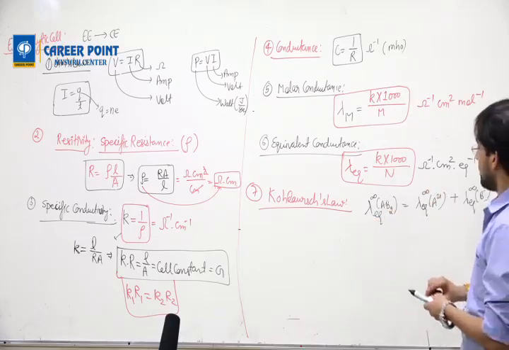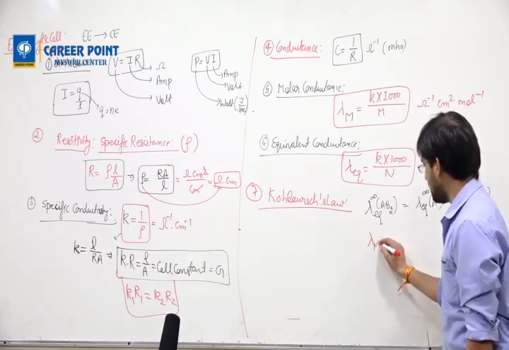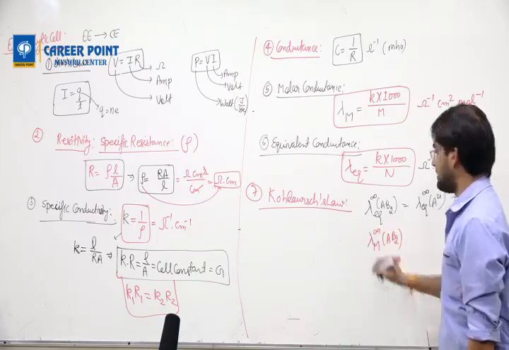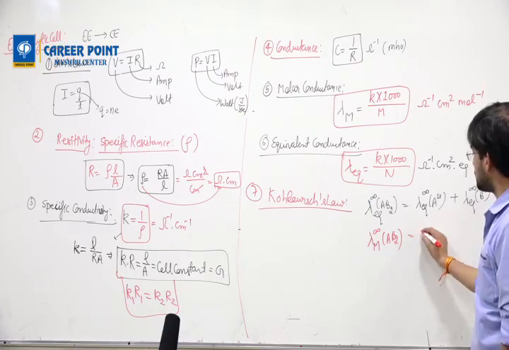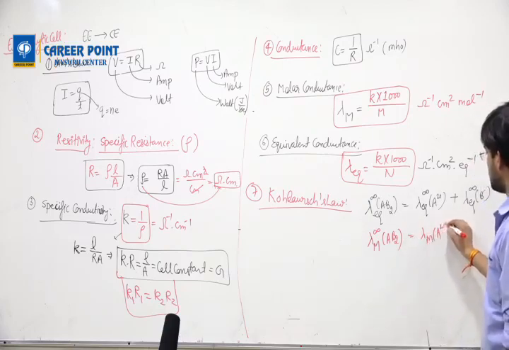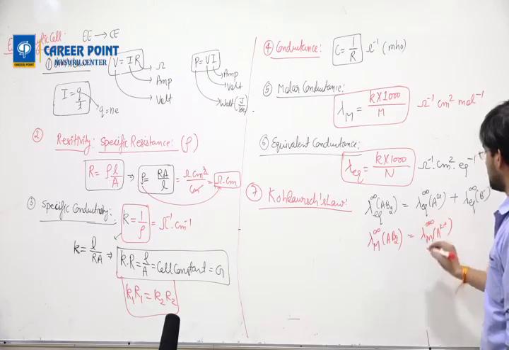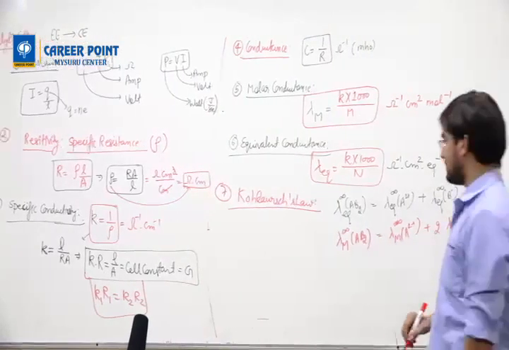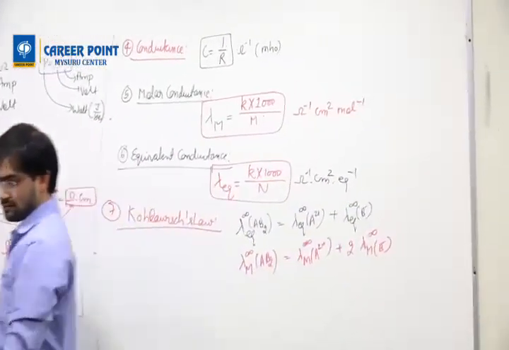But same thing if I want to write for molar conductance of AB2 at infinite, it equals lambda m of A2 plus at infinite plus 2 times, here the 2 doesn't come in equivalent but 2 comes here, lambda m of B minus at infinite. Okay, two formulas.